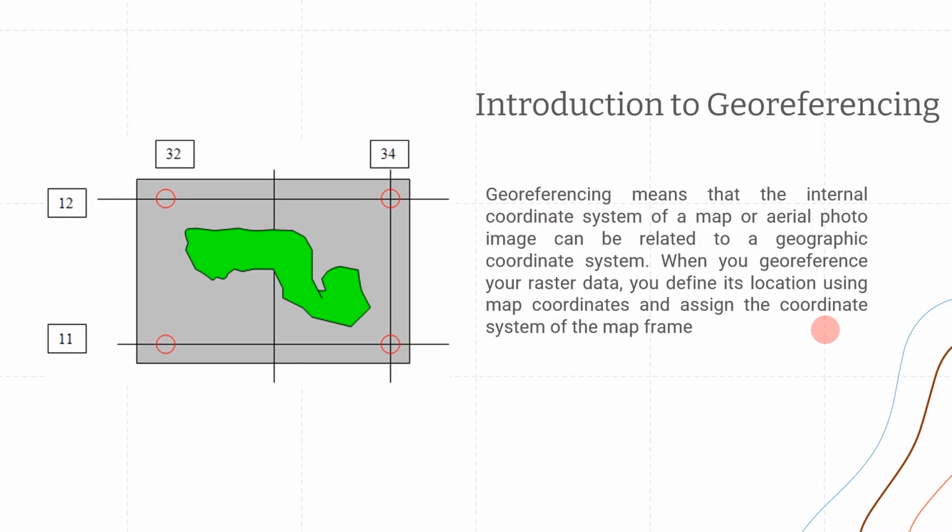Georeferencing means that the internal coordinate system of a map or aerial photo image can be related to a geographic coordinate system. When you georeference your raster data, you will define its location using map coordinates and assign the coordinate system of the map frame.